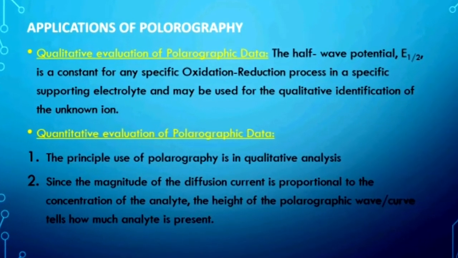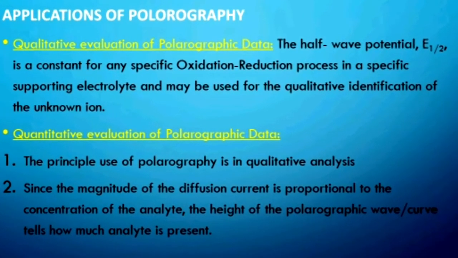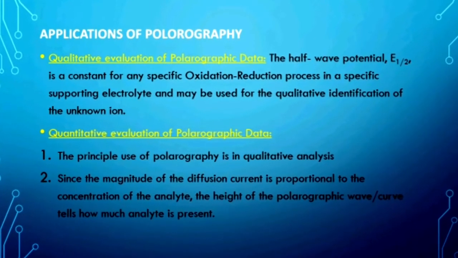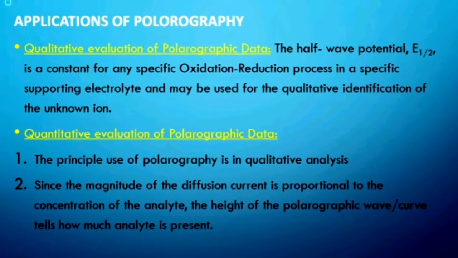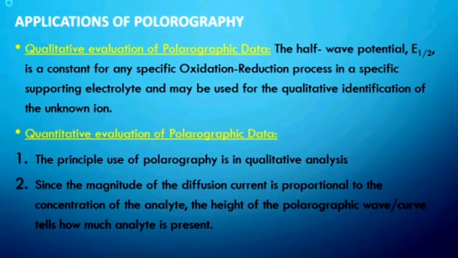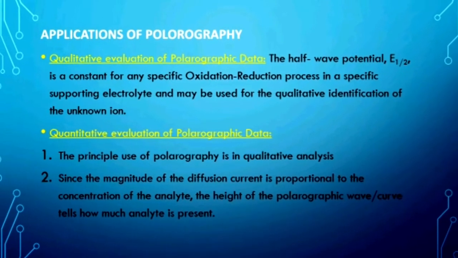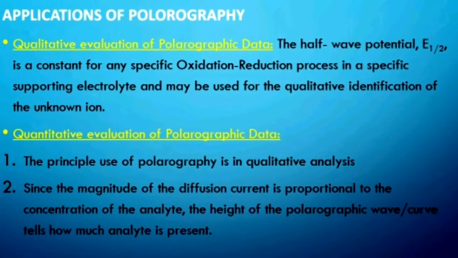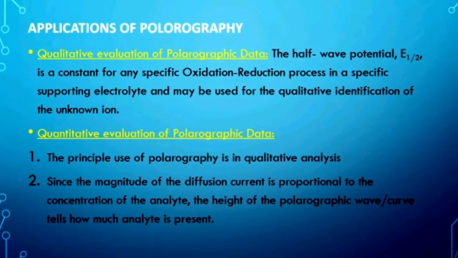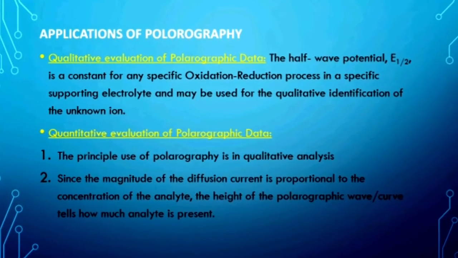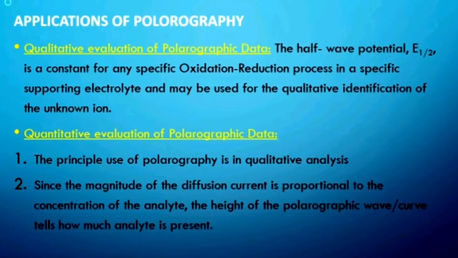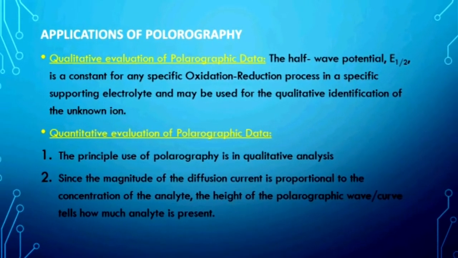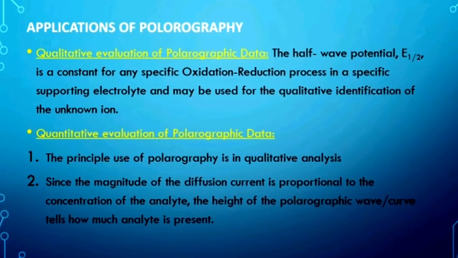Since the magnitude of the diffusion current is proportional to the concentration of the analyte, the height of the polarographic wave will easily tell you how much analyte is present. Since the magnitudes of concentration and diffusion current are directly proportional, just by looking at the height of the polarographic wave or the curve, you can say what amount of analyte is present. Thus, polarography is very important and also very essential in the case of quantitative and qualitative analysis.